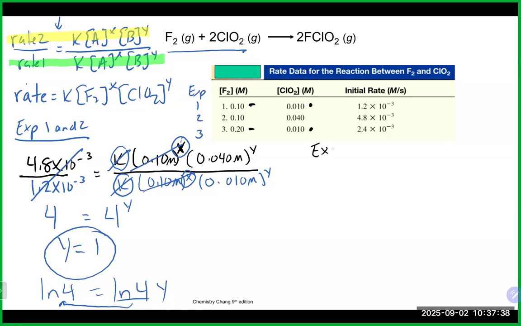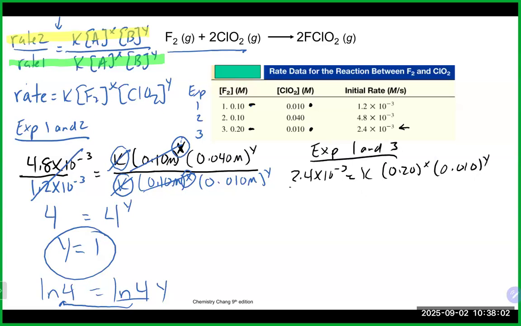So taking experiment 1 and 3, I'm going to again choose the one that has the larger rate. And it looks like 3 has a larger rate. So that's going to go on top. Everything from experiment 3 will go up on top here, and that's going to give me 0.2 to the x, 0.01 to the y. Everything from experiment 1 goes on the bottom: 1.2 times 10 to the minus 3, k, 0.1 to the x, and 0.01 to the y.